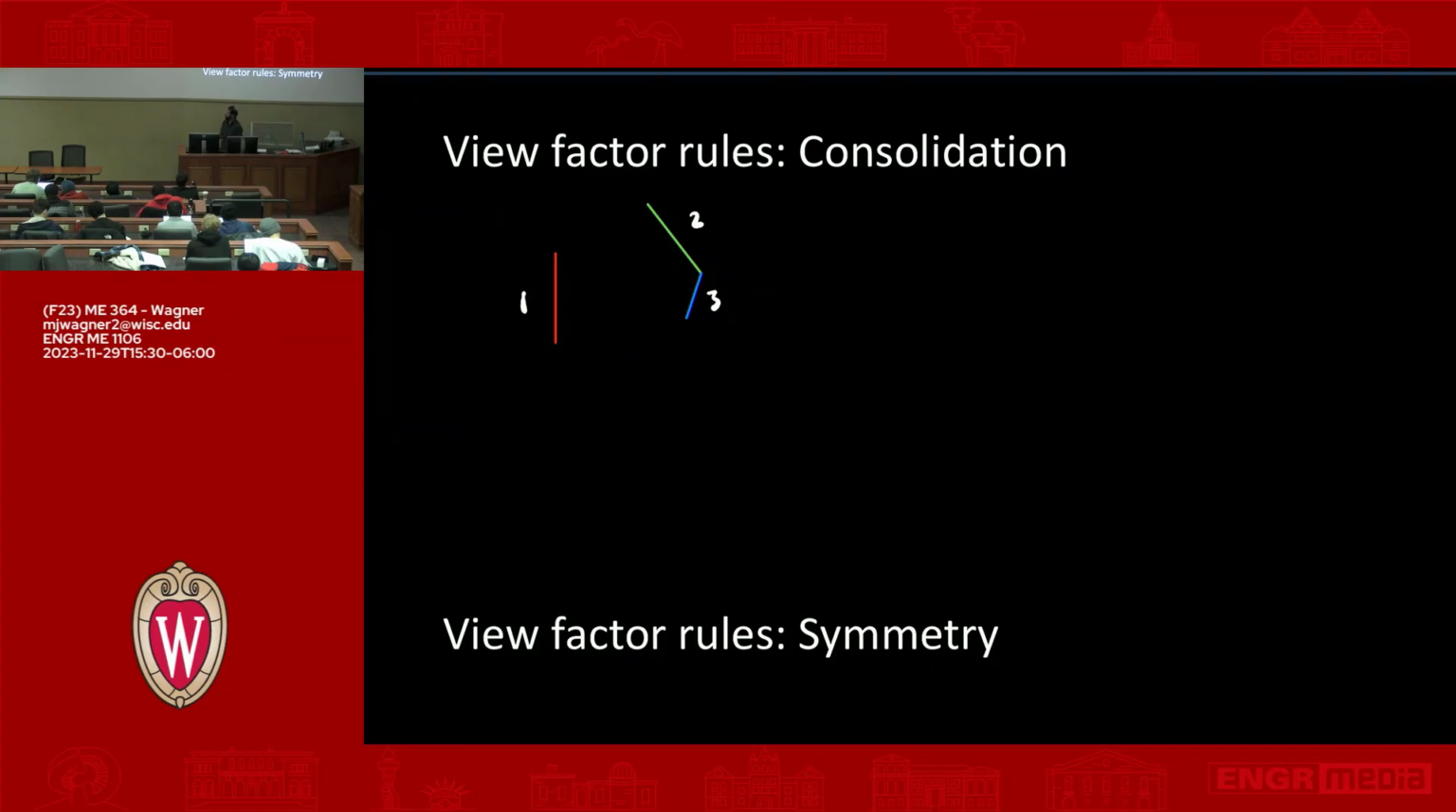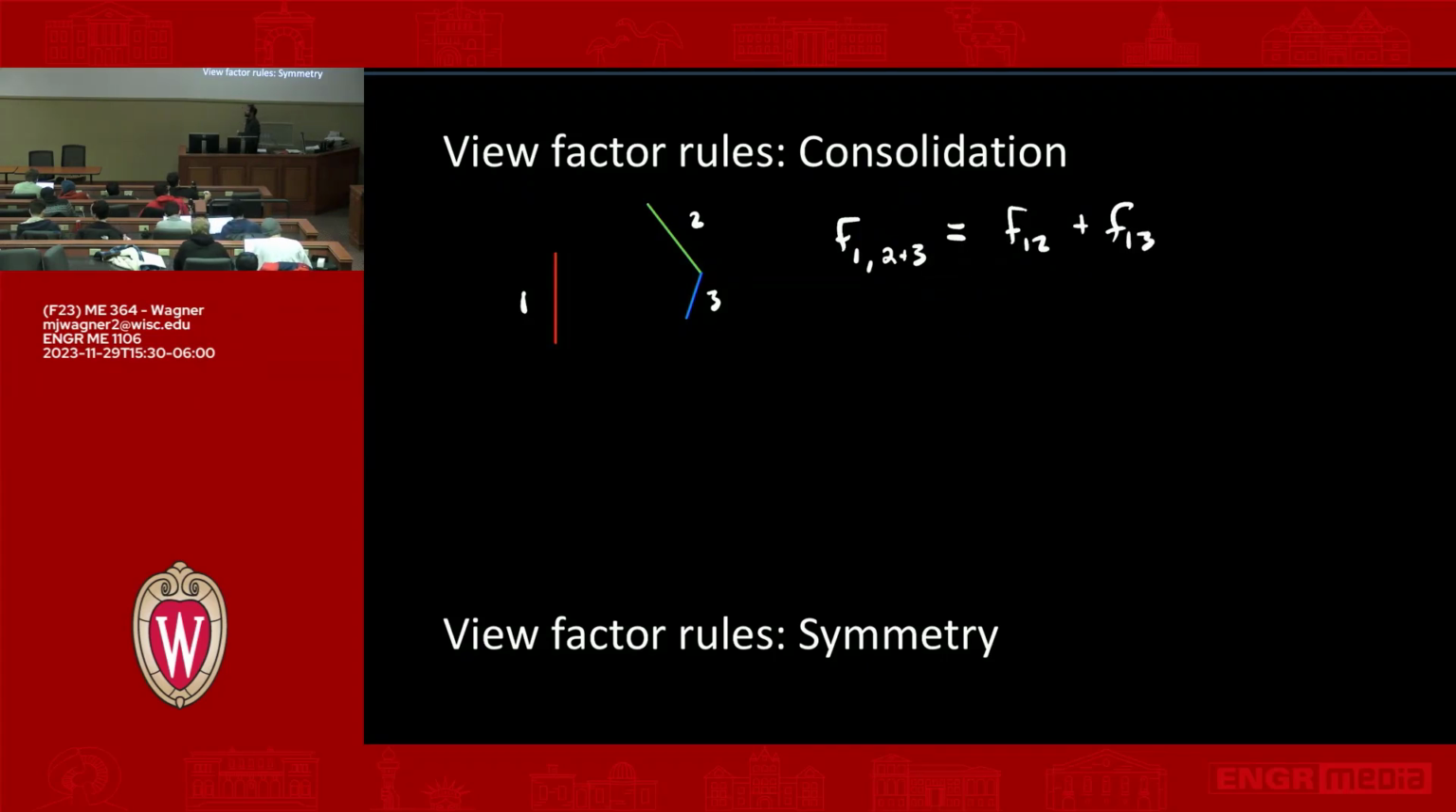So what I could do is I can just say, well, I know that light that's being emitted from 1 to 2 and 3 together has to equal what's hitting that region as a whole. So if I consolidate those two together, I can use that information. So what I mean is I can say F from 1 to the combination of 2 and 3, it's a subscript, is equal to individually F1 to 2 plus F1 to 3.